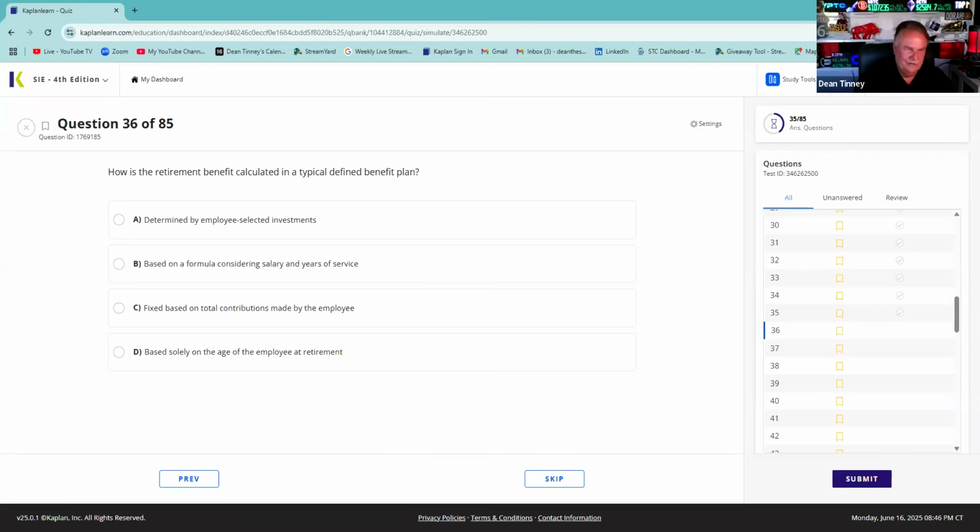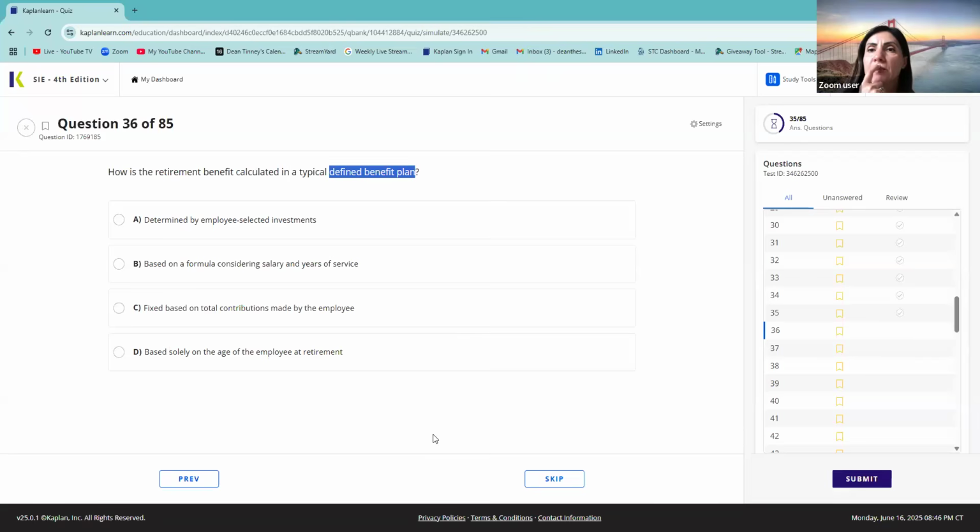How is the retirement benefit calculated in a typical defined benefit plan? So you have one of those traditional plans. So this is a 401k, right? No. Defined benefit. A 401k is a defined contribution plan.